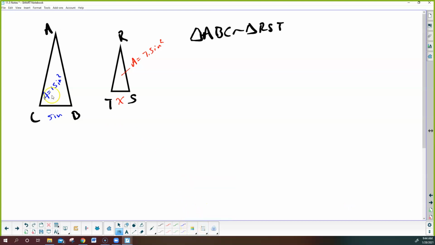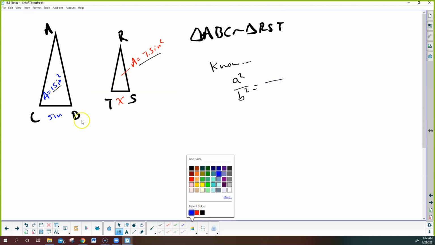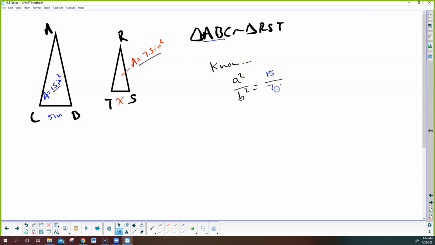But what do we know? They gave us the two areas. So I know that the ratio of the areas, which is a squared over b squared, has to equal, now here they don't tell me which direction to go, so I'm going to start with AB first, 15 over 7.5. Now what I would do here is try to reduce this in my calculator. This is not the friendliest problem. You guys had a friendlier problem, but I do know that that reduces down to 2 over 1.